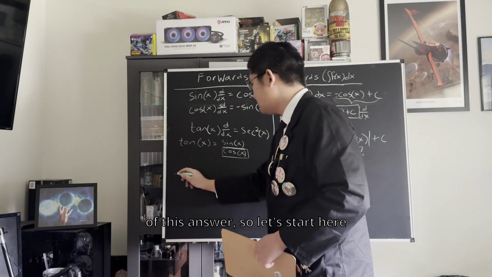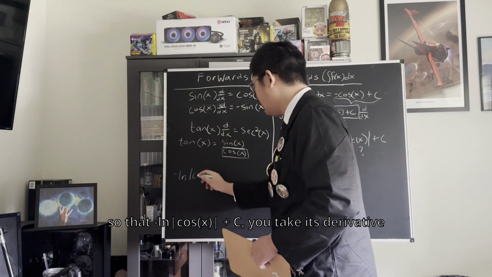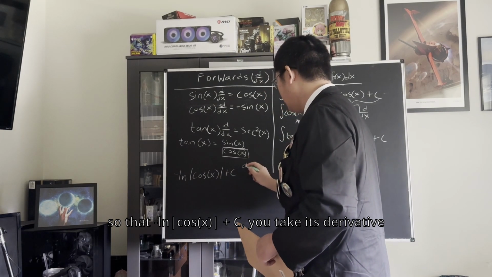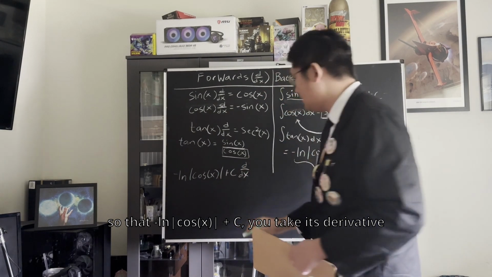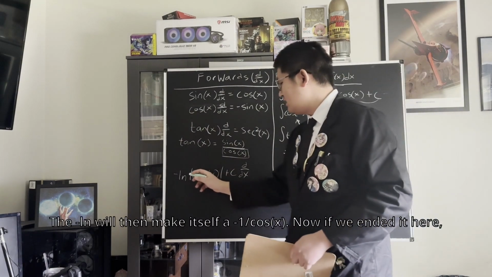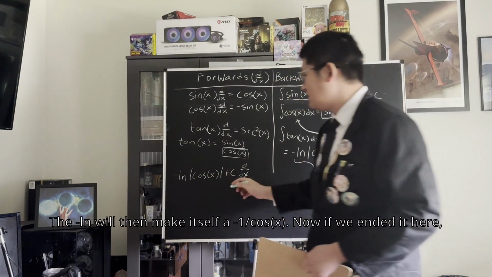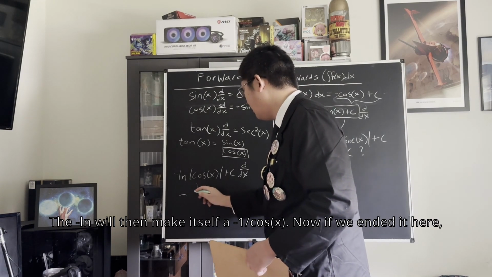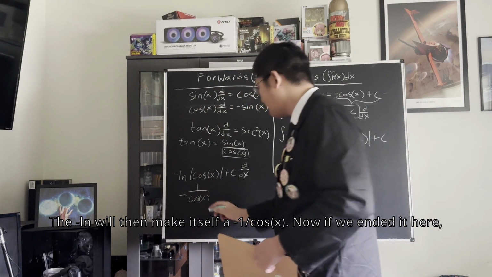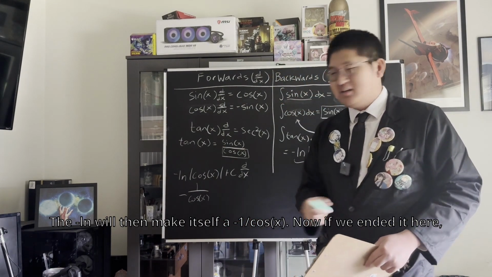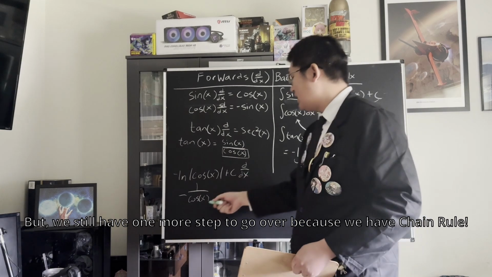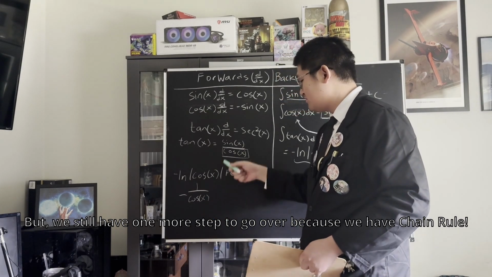So let's start here. So the negative natural log of the absolute value of cosine of x plus c, take its derivative. And so let's have a look at what each step provides. The negative natural log will then make it so that it's a negative 1 over cosine of x in the denominator. Now, if we ended it here, this clearly shows you don't have to do integration. But we still have one more step to go over because we have chain rule.